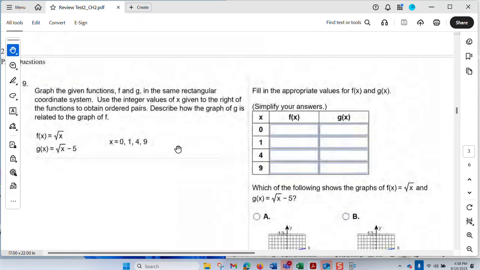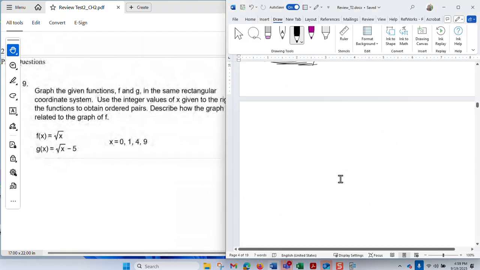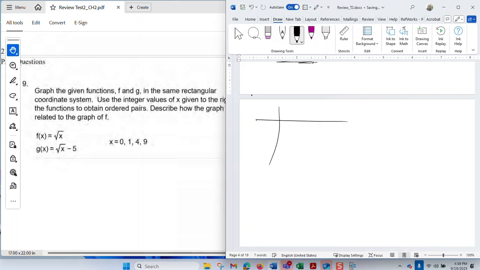This one gives you a little bit of values. Find f of x and g of x when x equals 0, 1, 4, and 9, right? So when x is 0, you will need to plug this in here. This will be 0, and then g here will be 0 minus 5, so this will be -5, right? So we can give you a little bit of the 9 x values.